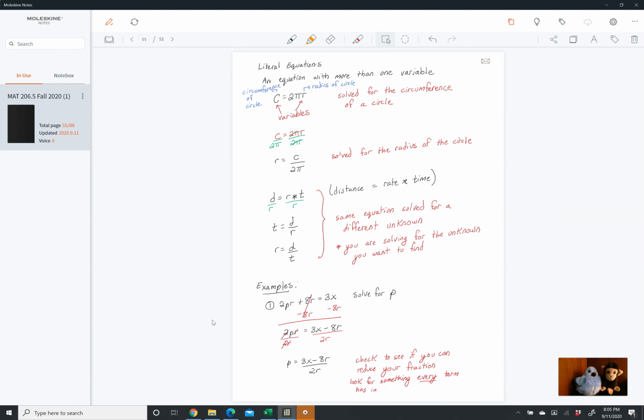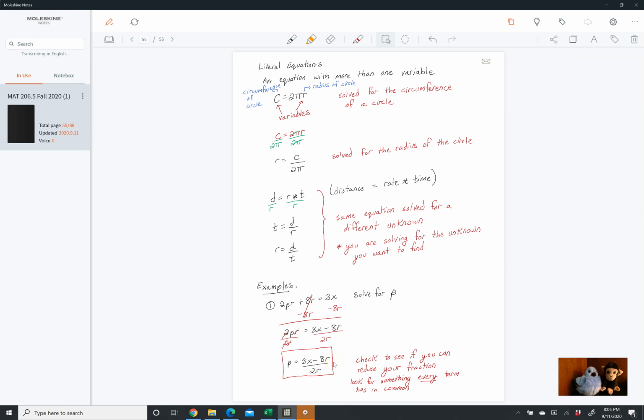And in this case, there's nothing. So this would be our final answer here. Okay. You do not need to separate this fraction. You would not be incorrect if you did. In other words, it would be okay if you wrote 3x over 2r minus 4. I would give you full credit for that.